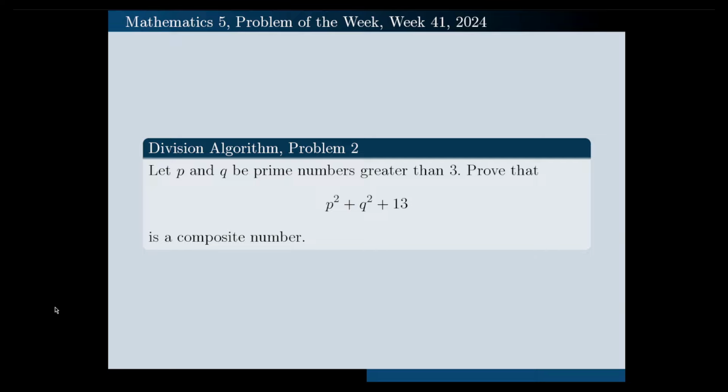Hello. In this video, I'm going to solve the following problem for you, which is a problem on the topic of division algorithm and number theory. Let P and Q be prime numbers greater than 3. Prove that P squared plus Q squared plus 13 is a composite number. In other words, we want to show that this number is not a prime number if P and Q are prime numbers greater than 3.